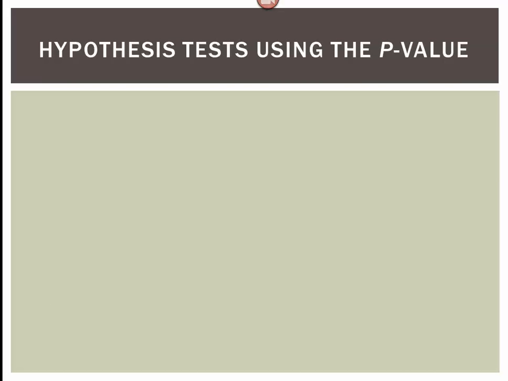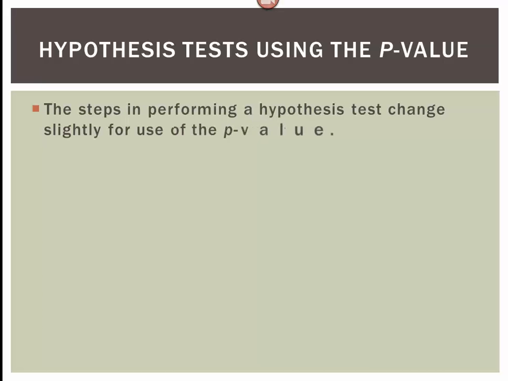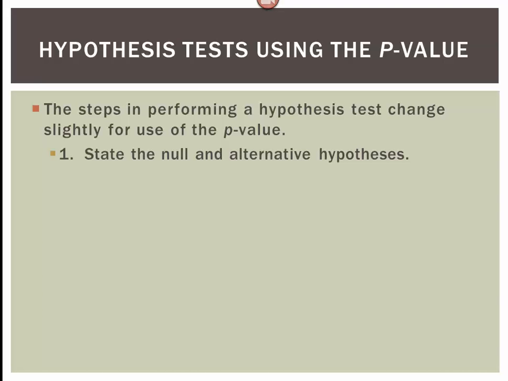Now the p-value is just a different approach, but the same basic idea. We have a test statistic that we're pulling from a population, a sample, and we are testing to see whether that sample is extreme enough. But instead of comparing z-values in a p-value problem, we compare areas. The steps in performing a hypothesis test change slightly for the use of the p-value.